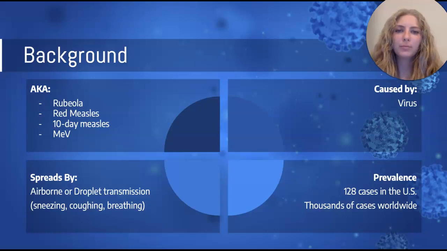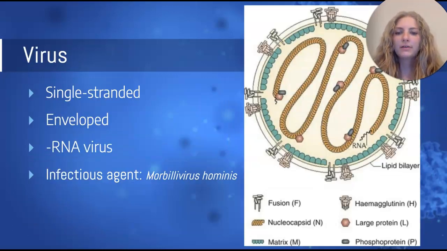Worldwide, it is a pretty prevalent disease. However, in America, there's only 128 cases. But America is still at risk for infection because a lot of people travel to America and can infect people living here. A little bit about the virus.